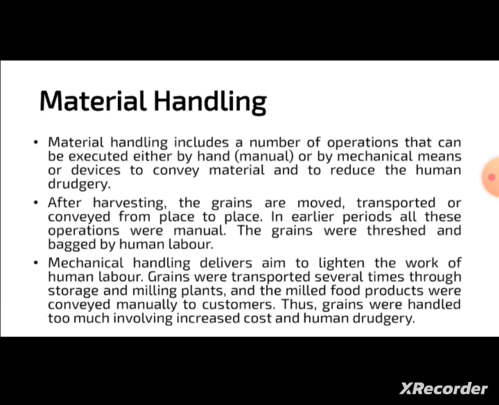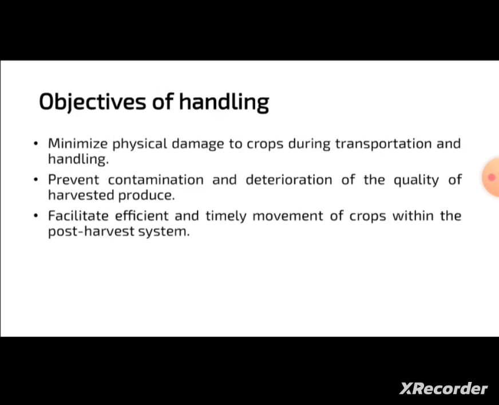unit to another unit of the processing area, or from one area to another for storage or marketing purposes. This includes a number of operations that can be executed either by hand or by mechanical means or devices to convey material from one place to another to reduce human drudgery. This can lighten the work of human labor. The main objective of handling is to minimize physical damage to crops during transportation and handling, prevent contamination and deterioration of the quality of agricultural produce, and facilitate efficient and timely movement of crops.